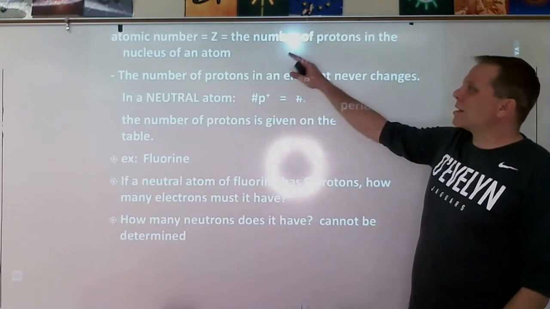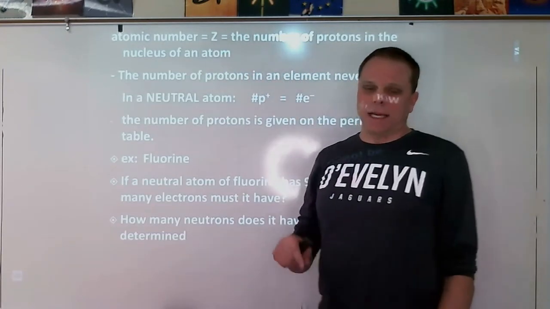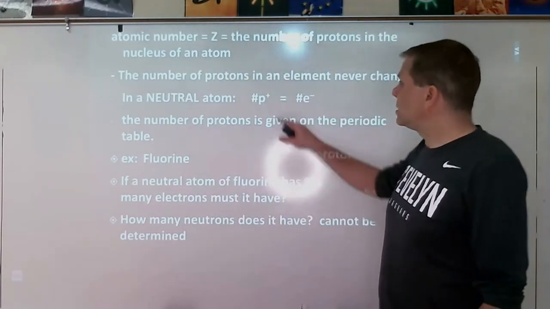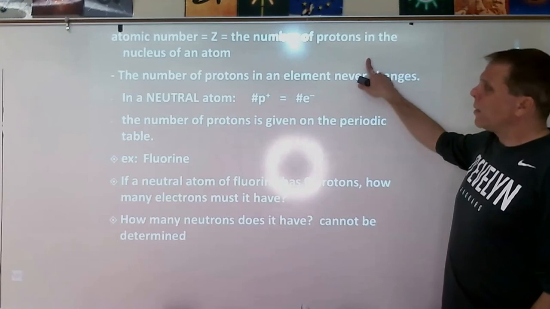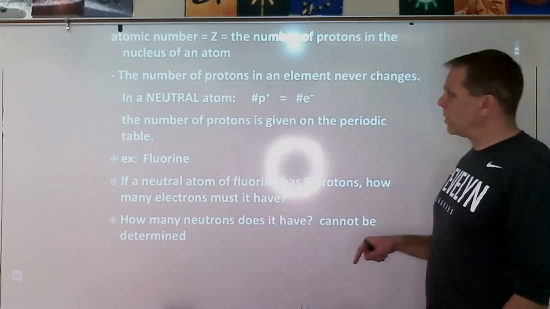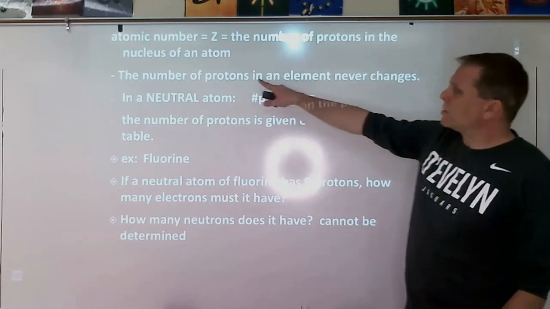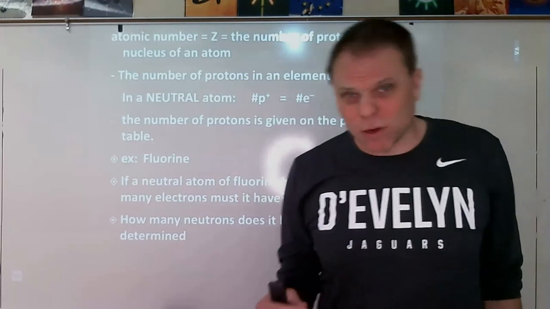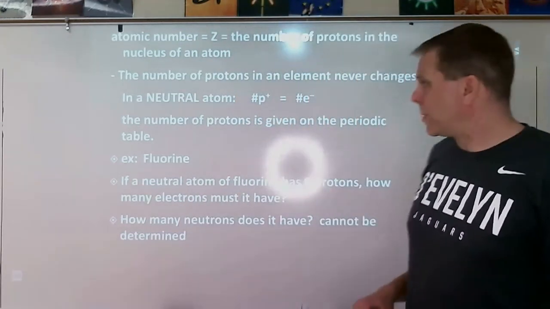All right, let's go on. So our atomic number. Now, notice we use the symbol Z. The atomic number is the number of protons in an atom. And we use the symbol Z to tell us how many protons we have. The number of protons in a particular element does not change. If I were to change the number of protons, it would no longer be that element. It would be a different element, right?